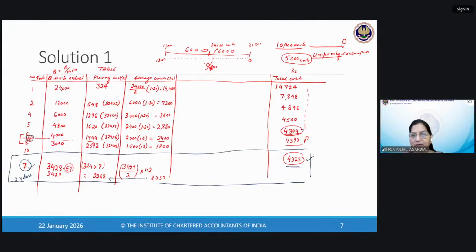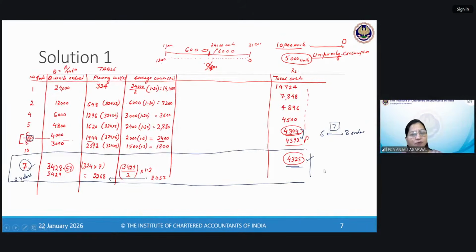And why did I ignore 7 initially? Because I did not think 7 would be the answer. Somewhere around 7 would be the answer. So I was skipping it, maybe 10, 11, 12. But when I realized that till 6 orders, the total cost was decreasing, and after the 6th order, on the 8th order, it again increased, that means the answer lay somewhere between 6 to 8 orders. Now, if we talk about practically, only 7 is the number. 7 orders can be placed. So that is the answer.